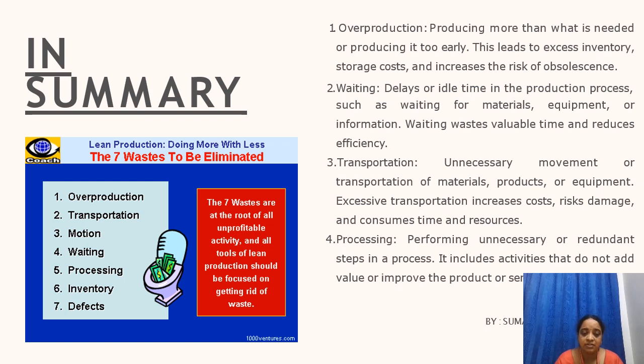In a nutshell, the seven wastes to be eliminated are overproduction, transportation, motion, waiting, processing, inventory, and defects. These seven wastes are to be controlled, and this is what lean management looks into.